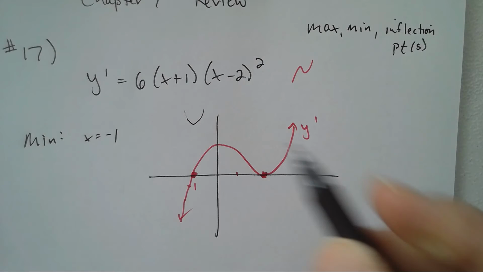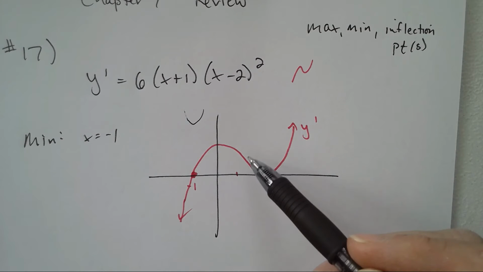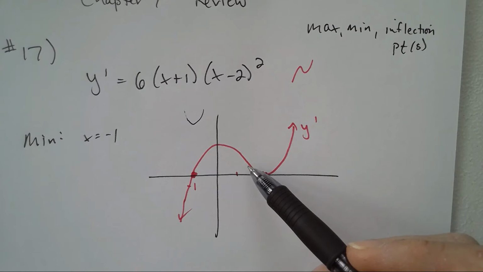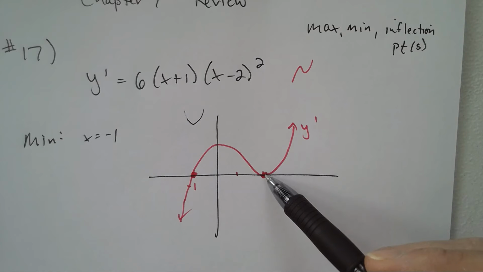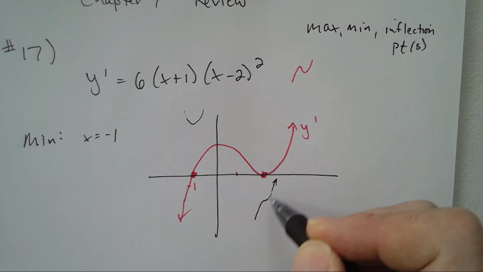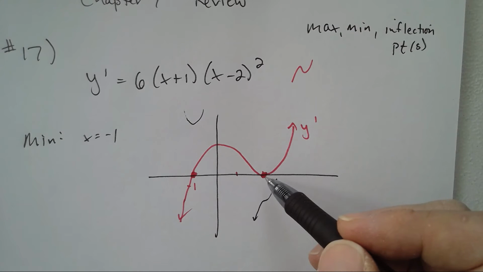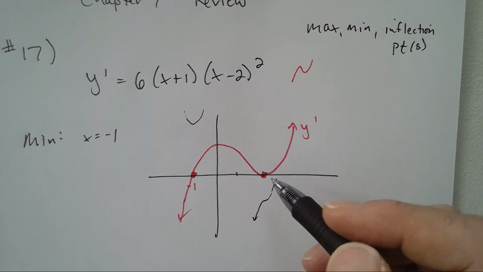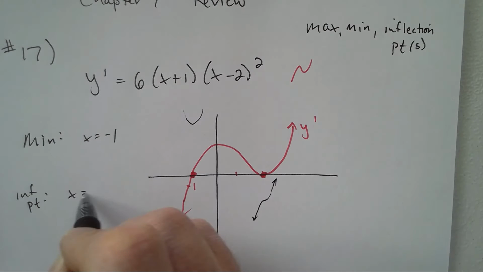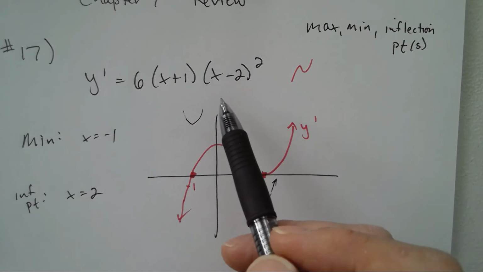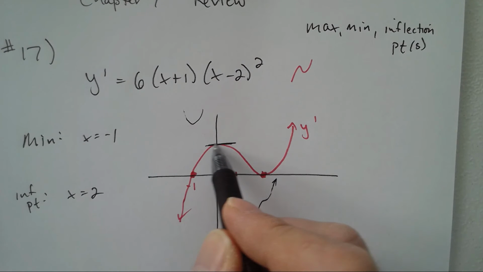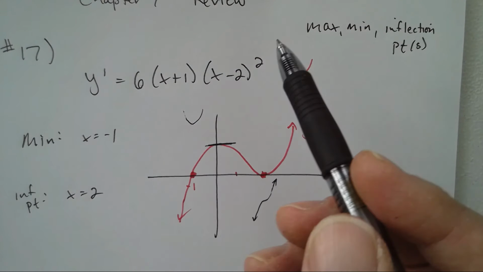And at 2, the derivative is positive, and afterwards it's positive. So the original is increasing, then it's 0, and then it's increasing again. So if it increases, then it's 0, and then it increases again, that indicates that there's an inflection point right there. So it looks like there's an inflection point at x equals 2. And we should probably confirm that by finding the second derivative, because it looks like there's going to be another one where the second derivative is 0 right here. So we're going to have to find a second derivative.